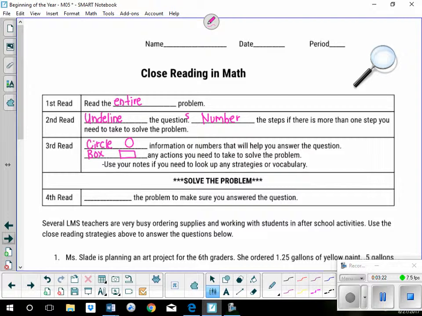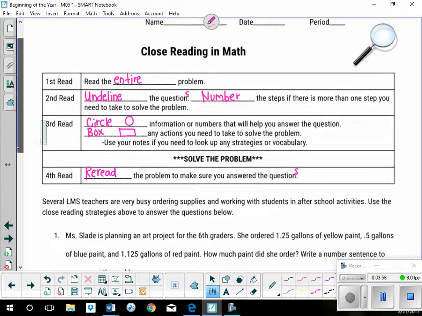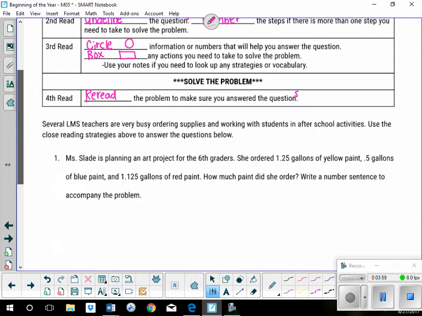At this point, you'll want to use your notes to look up any strategies or vocabulary. You have been taking amazing notes in class, and you should use those great notes that you've taken. And the last thing you'll do is to solve the problem after that. And then the very last thing you're going to do is to reread the problem to make sure that you have answered the question, or I guess we should say questions, if there's more than one. So let's get going, and let's look at this first problem we have here.